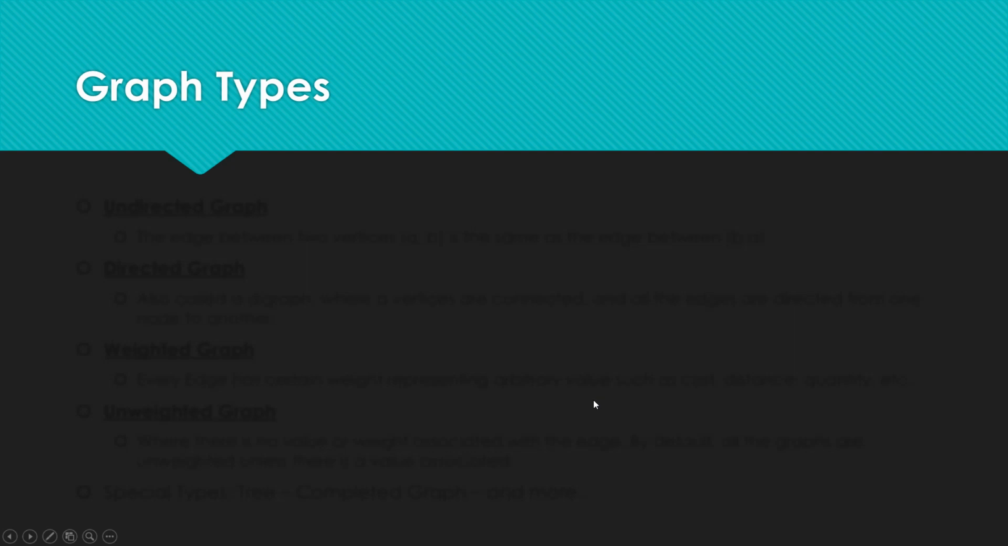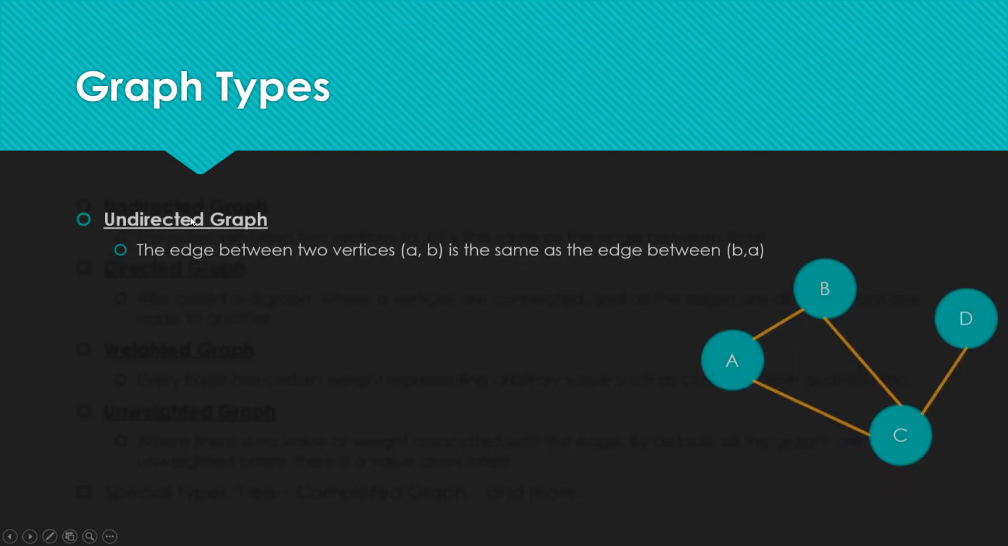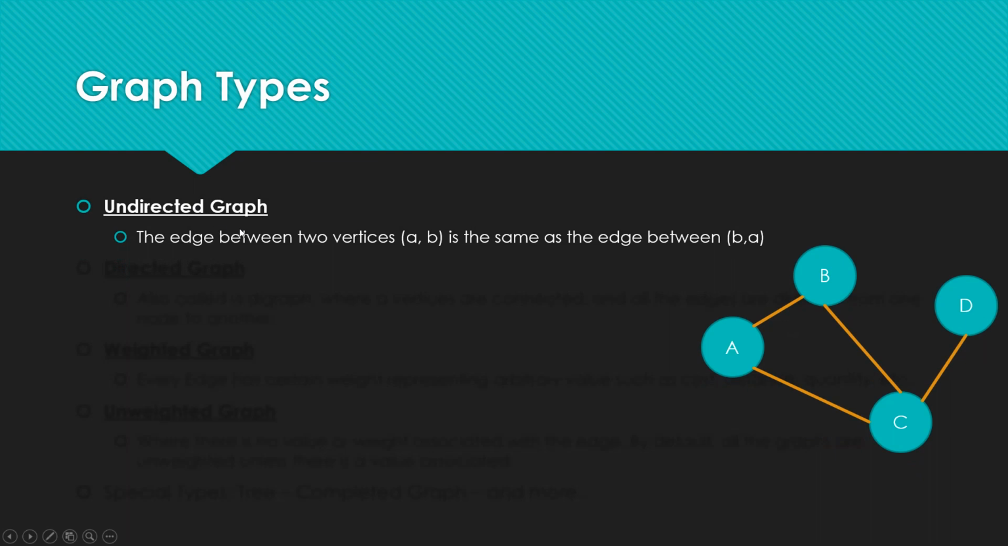What are the types of graph? Let's start with the undirected graph, which means the edge between the two vertices, for example here A and B, is the same as the edge between B and C. So if you traverse from A to B, it's the same as B to A. You can traverse in both directions and they are the same. So this is for the undirected graph.